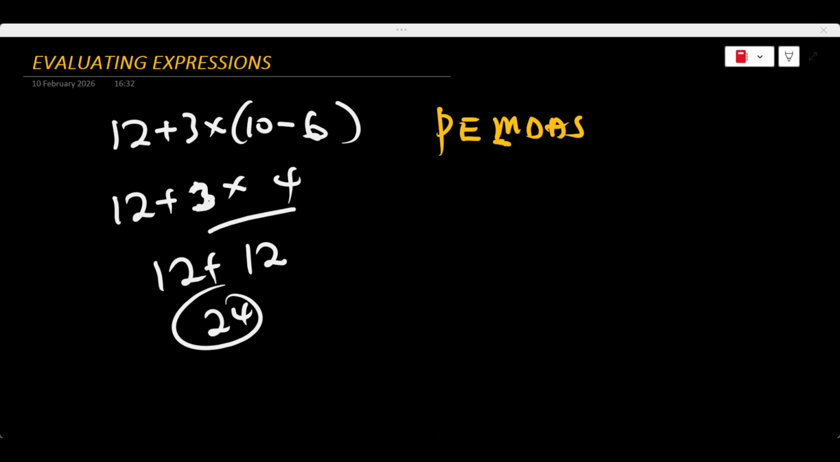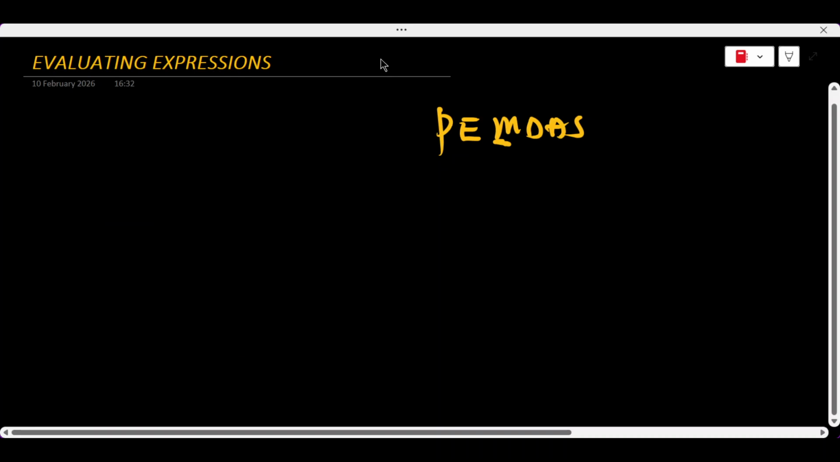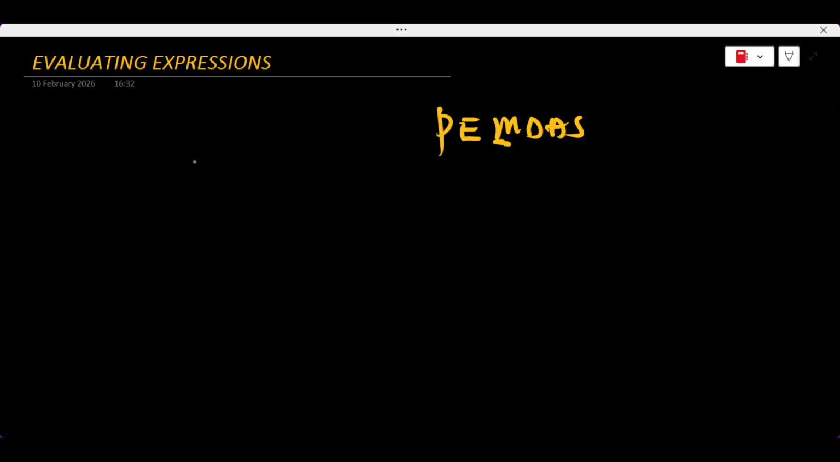I hope that is clear. All right, so let's look at our next example involving parentheses. So let's look at 20 minus 4 times bracket 7 minus 3.